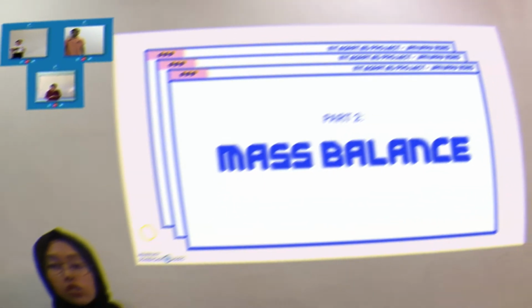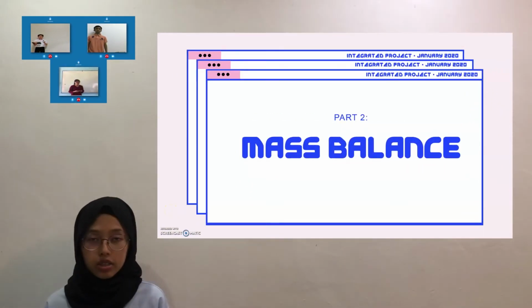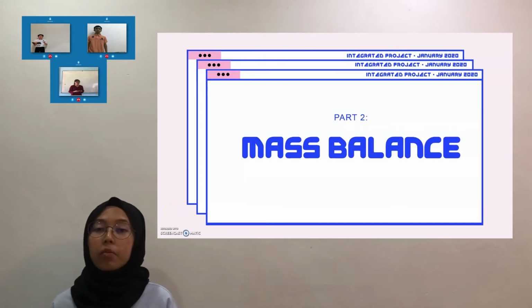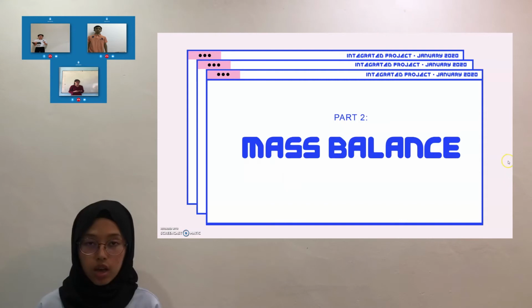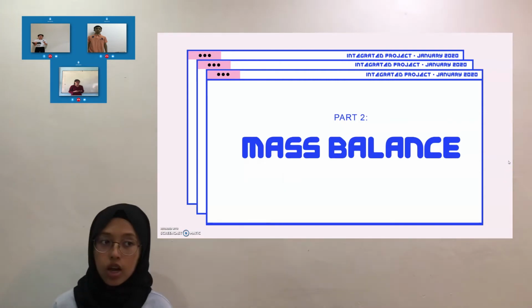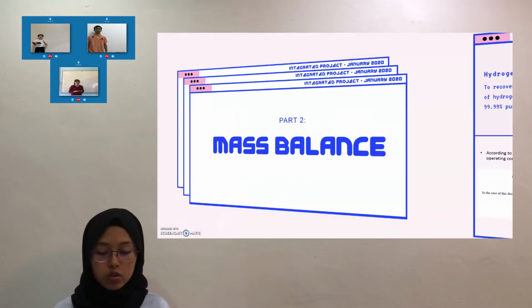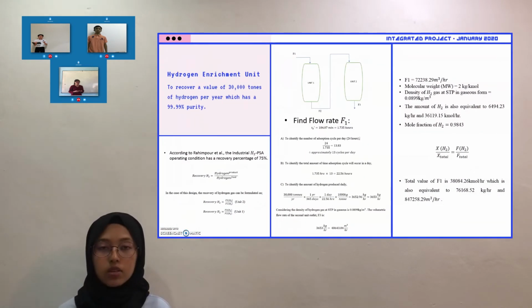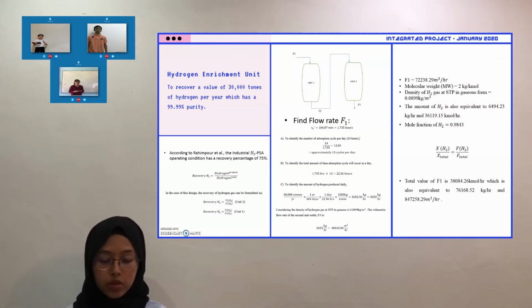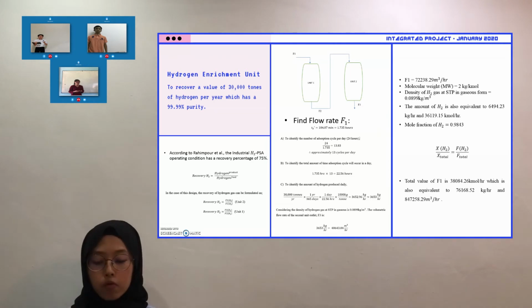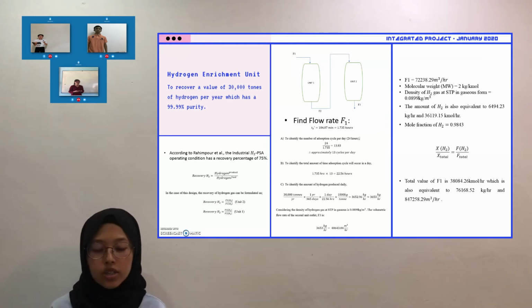Thank you. In order to do mass balance calculation, we have done the calculation in backward calculation. So we start from the adsorption unit, followed by absorption unit, into the steam methane reforming. Our objective is to build a plant design that can recover a value of 30,000 tons of hydrogen per year, which has a 99.99% purity. We have to find F1 to be further used in the reaction engineering report in this integrated project.